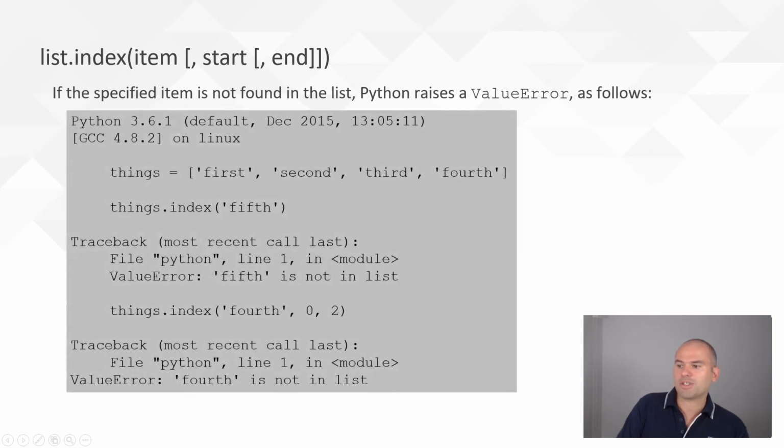If the item is not found, you are going to get a value error. So in this particular example, you're looking for fifth, which does not exist in this list. You get a value error. But even if you're looking for something that does exist, if you're looking for fourth, but you specified the index being the first 3 terms, you're going to get that same error.